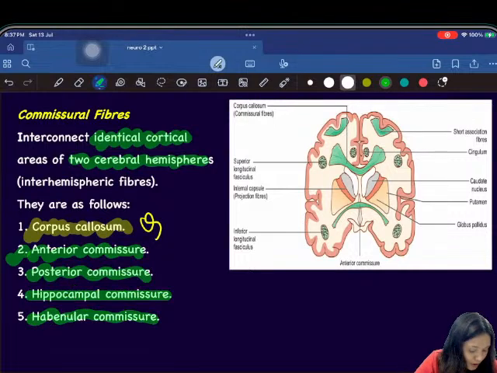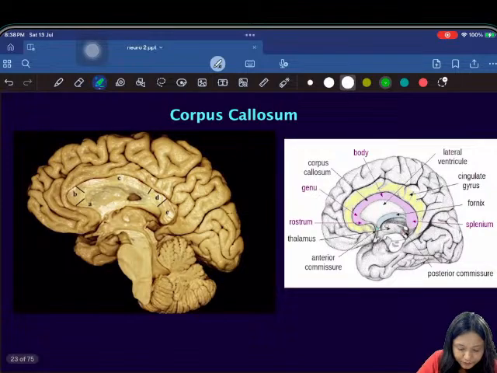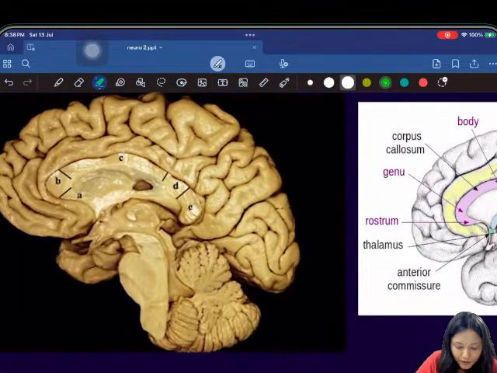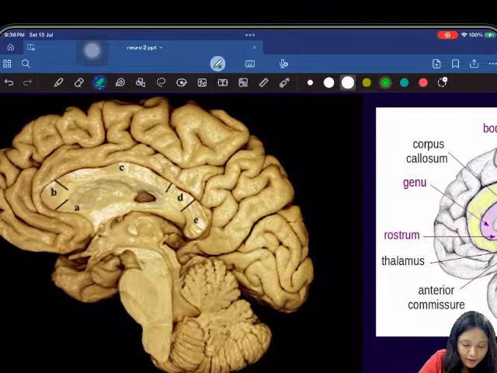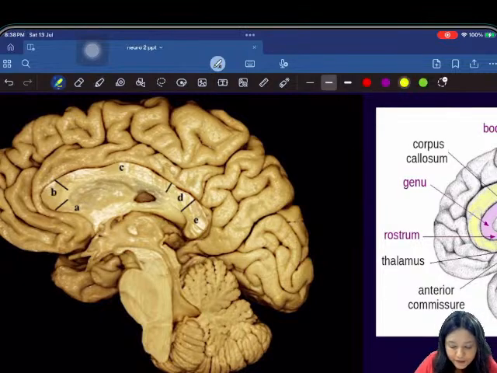This time they have asked about corpus callosum area identification. Okay? The corpus callosum is very easy to identify. I will show you some images, but try to remember that it's the largest commissural fiber. Now let us come to the image. How to identify this kind of images?